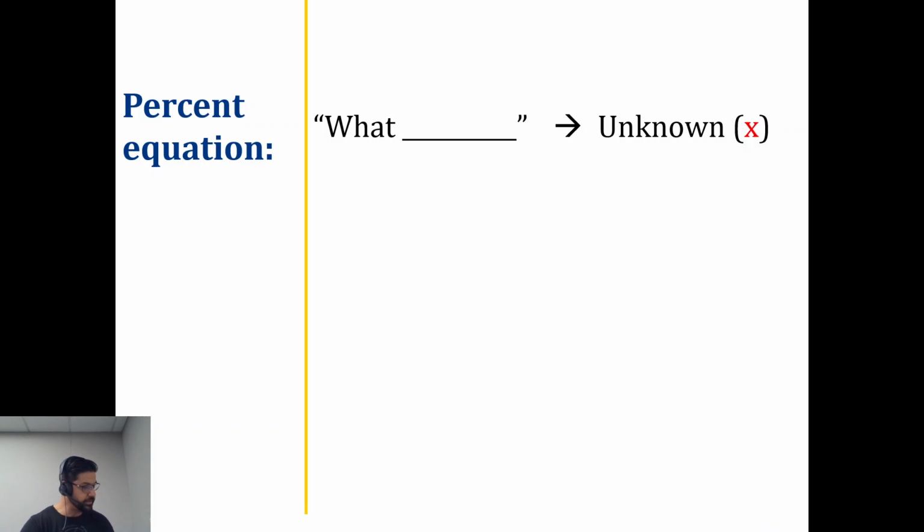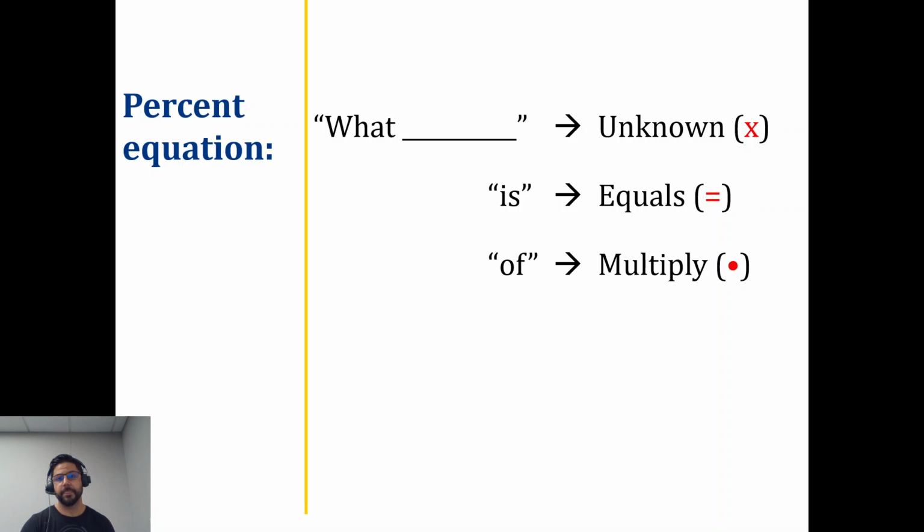But we still want to use that idea there. Our unknown is our x. "Is" is our equal sign. "Of", again, refers to multiplication. It also means our whole in a way. And the percent is our percent. So this is the equation that we're going to be using.